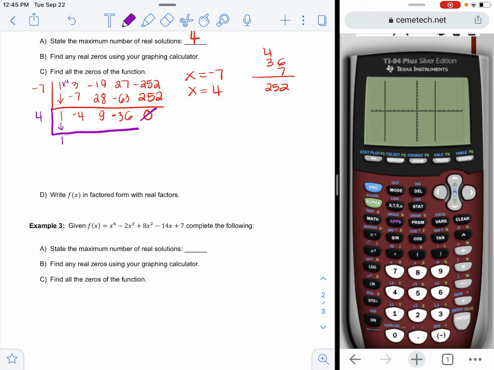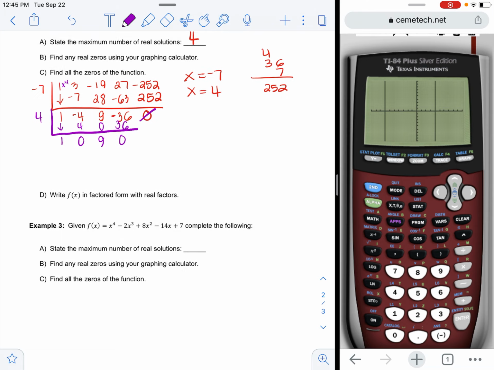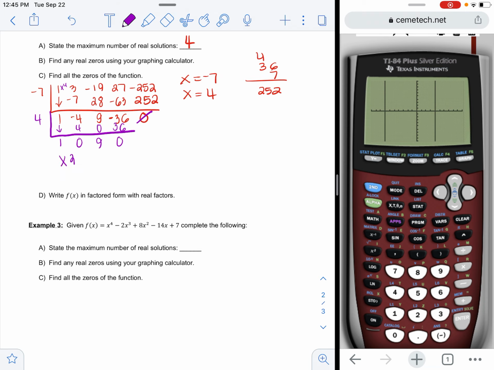All right, so now I'm going to use 4. I'll drop the 1 again. Multiply 1 times 4 is 4. Add, that's 0. Multiply, that's 0. Add, that's 9. Multiply, that's 36. Add, that's 0. Okay, so I'm going to see what I'm left with. I'm left with x squared plus 9. This is x squared, this is x, and that's my constant.